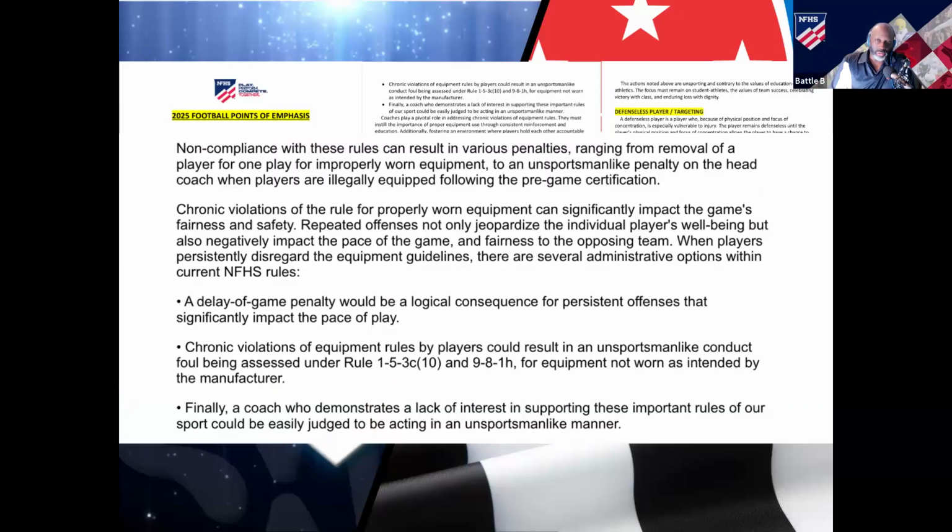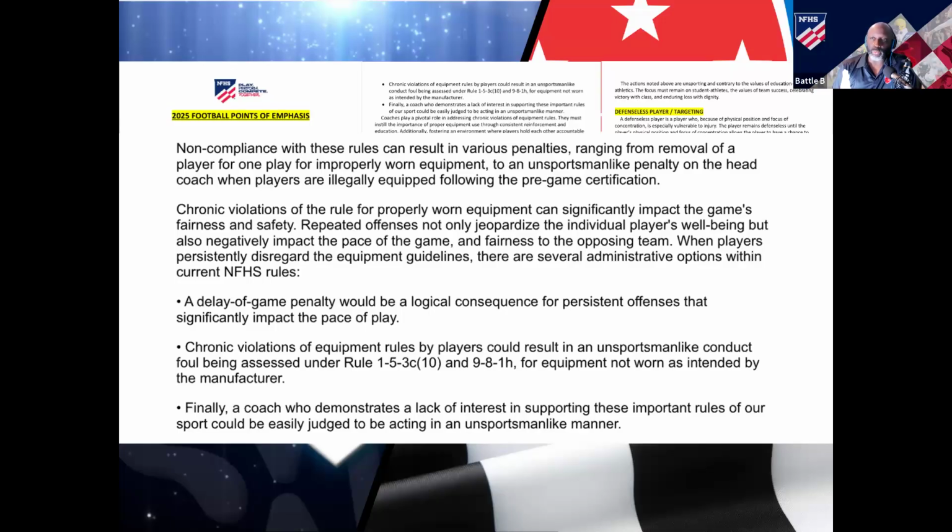So let's talk about this. I read this in a 2025 point of emphasis, and I thought it was interesting because I think someone last week asked, what do we do if a player keeps violating the equipment rule? They keep their mouthpiece out of their mouth, and you've told them over and over again. I said, the rules don't really say anything about how to deal with it. I mean, we just keep pulling them out. But that's before I read the 2025 point of emphasis.